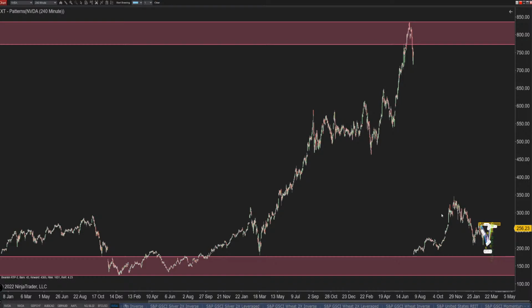So hopefully that kind of gives you an idea about how we're going to draw in areas of support resistance.